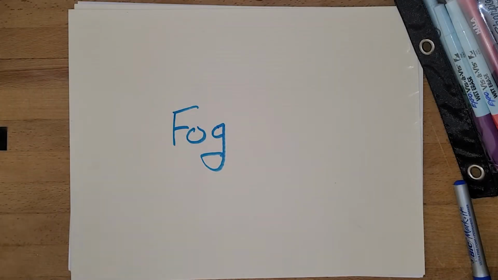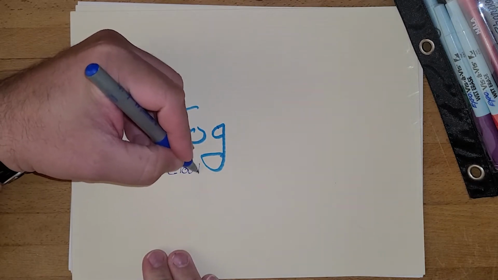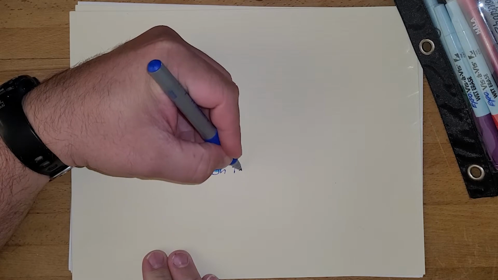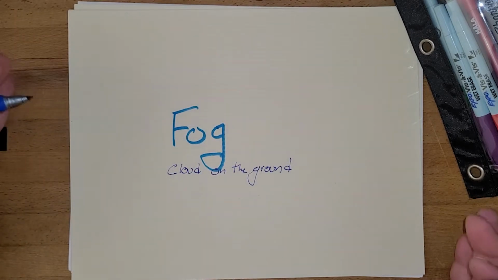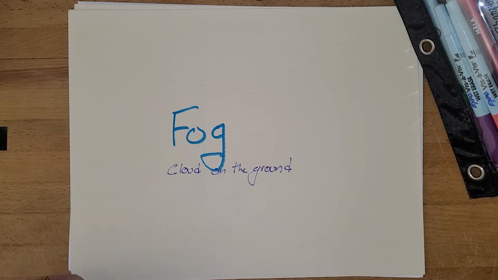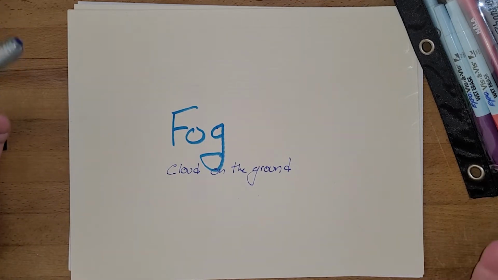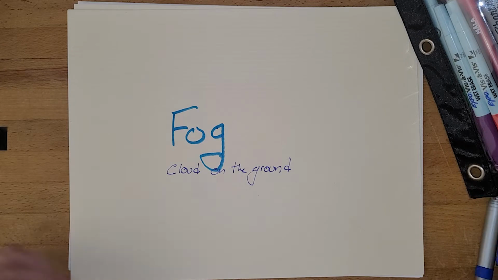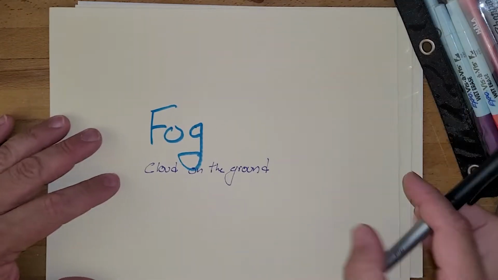Let's talk about fog. Now, fog is really just a cloud on the ground. In other videos, we've talked a little bit about what clouds are and how clouds form. Basically, they are water droplets, water in the form of a liquid, suspended in the air, floating around there. Well, this happens up in the sky, and we have the recipe for the cloud.